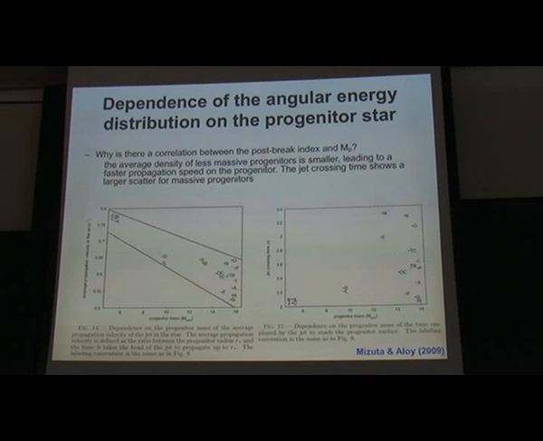And this fast propagation, in the end, means that you cannot inflate the cocoon so much. Most of the energy is used to push forward the Mach disk. And that's what makes these jets in low mass progenitors narrower.